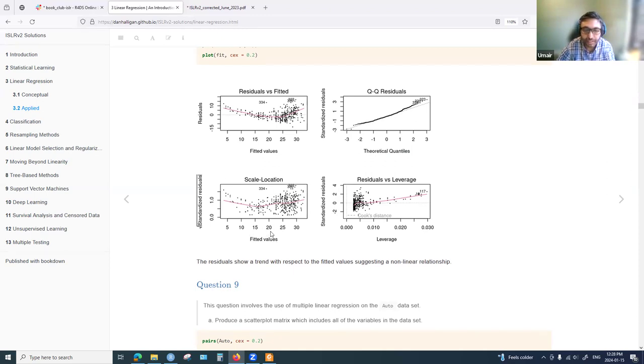Another plot we see is between fitted values and the standardized residuals. This helps us locate the outliers. We see that point number 334 is an outlier, and so on.